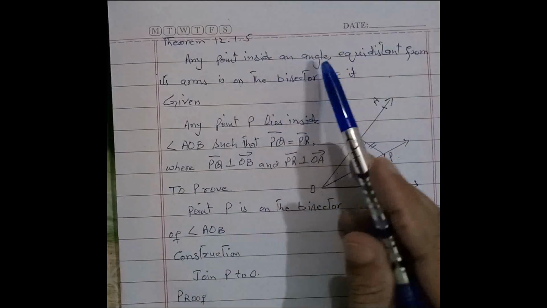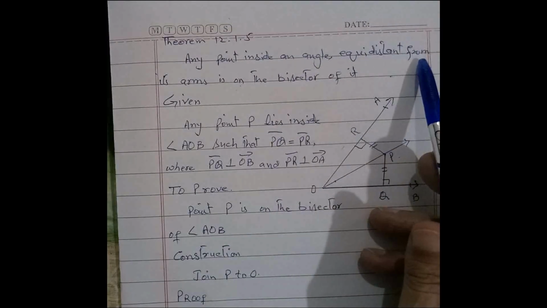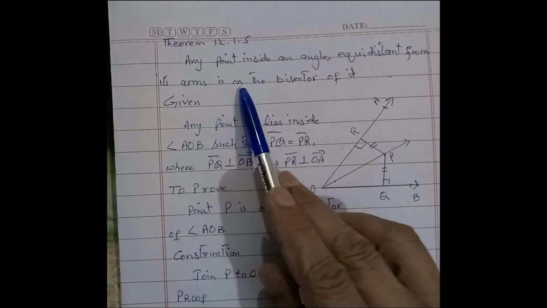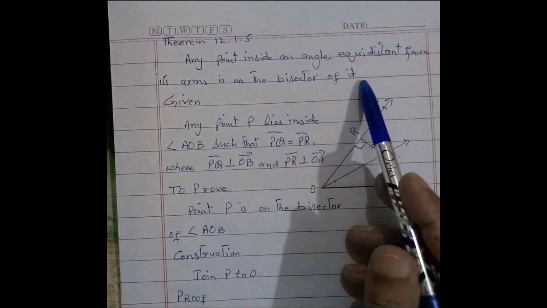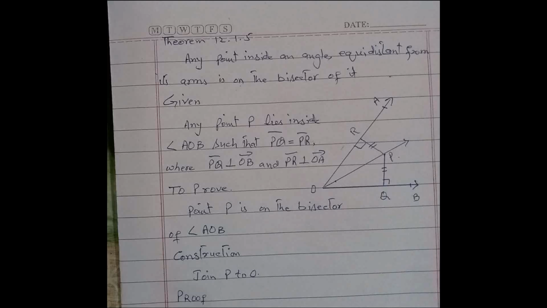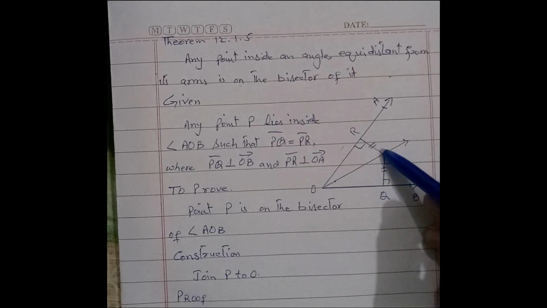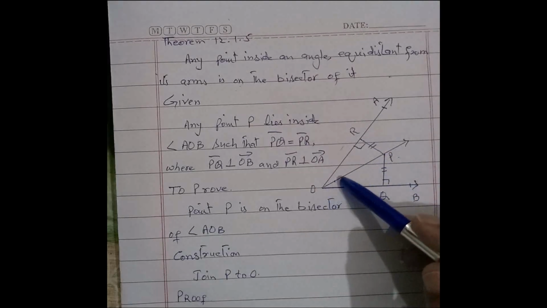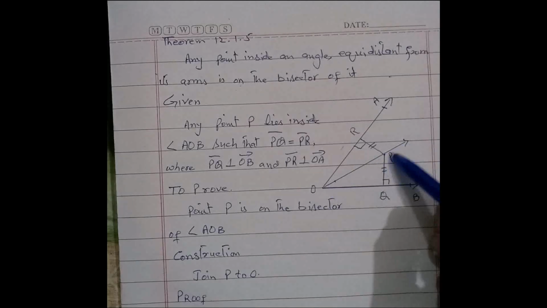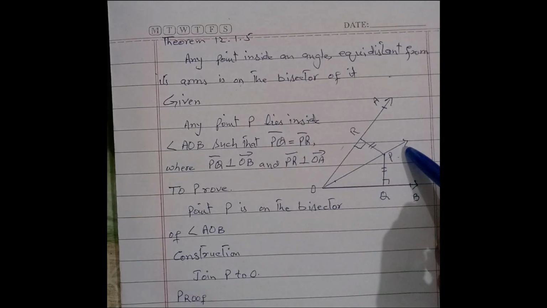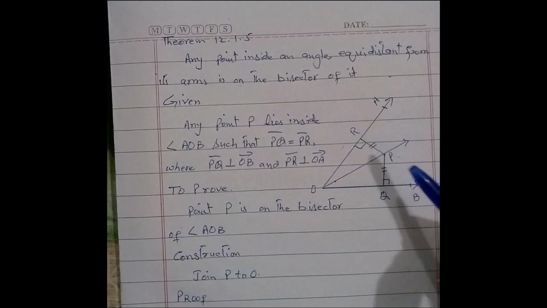Any point inside an angle equally distant from its arms is on the bisector of it. Means any point which is inside the angle, if this point is equally distant from its arms, then it is on the bisector of the angle.